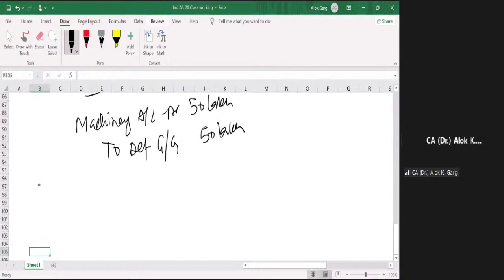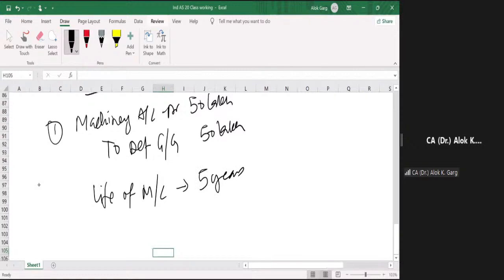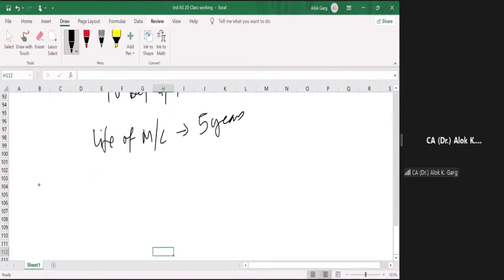This is the first entry. Let's say the life of the machine is 5 years. In this case, friends, you need to apply depreciation: depreciation to accumulated depreciation, or depreciation to machinery. 50 lakh divided by 5, 10 lakh rupees has to be depreciated every year. 10 lakh.